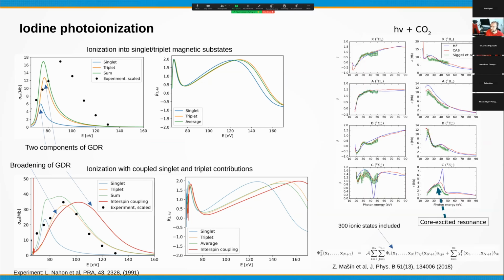But this is fully expected because these calculations are still simple, and the resonance in iodine has a complex structure, similar in spirit to what we observed in CO2, where photoionization of CO2 to the C 1s shell in the Hartree-Fock picture, which is without any electron correlation, leads to this large peak. But when a large number of ionic states is included, the resonance goes down in magnitude, which means that the resonance actually excites a large number of ionic states. That's why the peak, when observed in a single channel, is much weaker. So for CO2 we actually had to include something like 300 states of the ion.